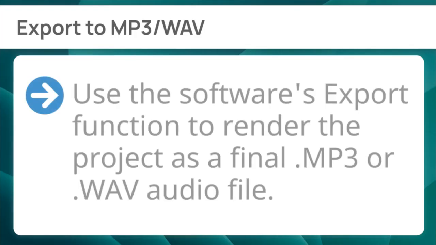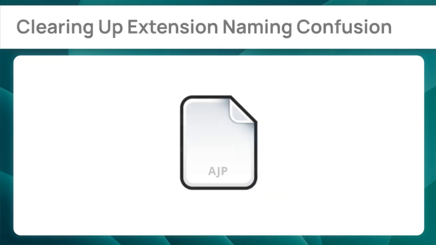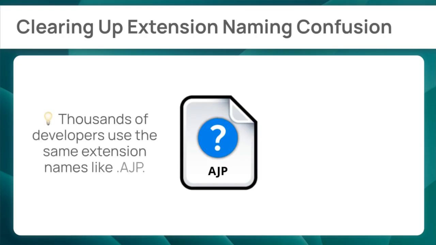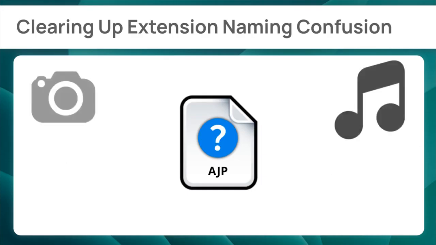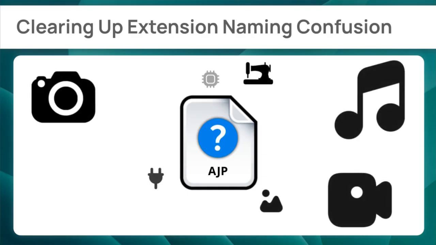Finally, export to MP3 or WAV. Use the software's export function to render the project as a final MP3 or WAV audio file. If compatibility checks failed, it is likely because the file extension name is shared by different developers for unrelated formats, causing your PC to use the wrong reading language.